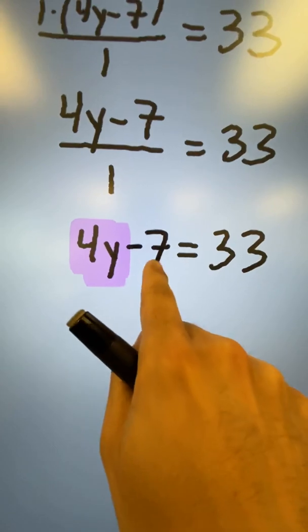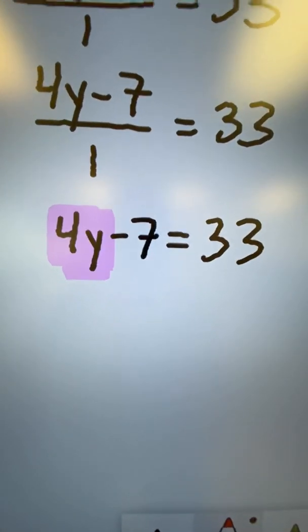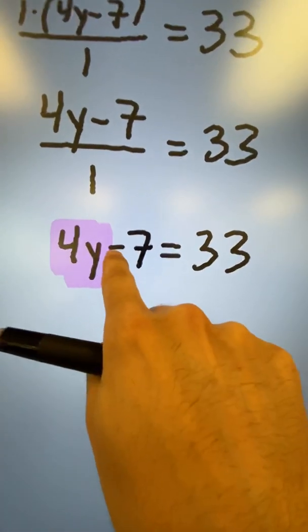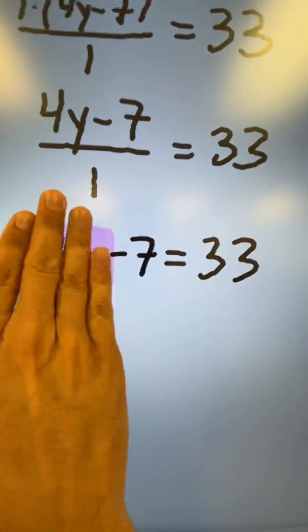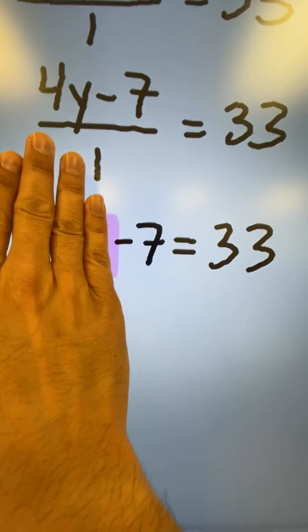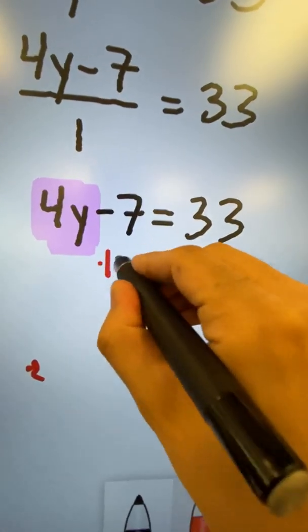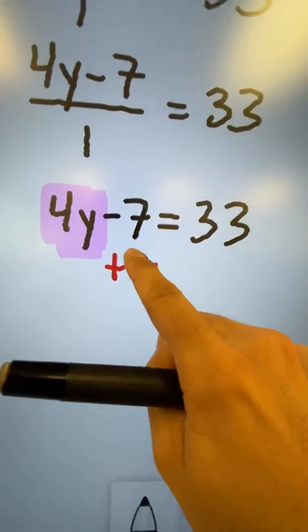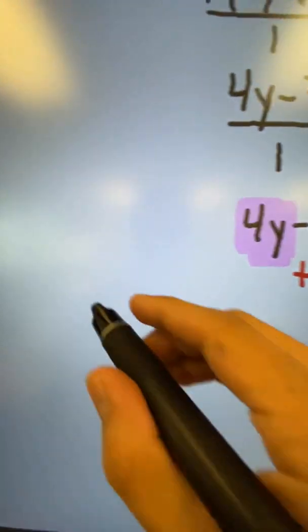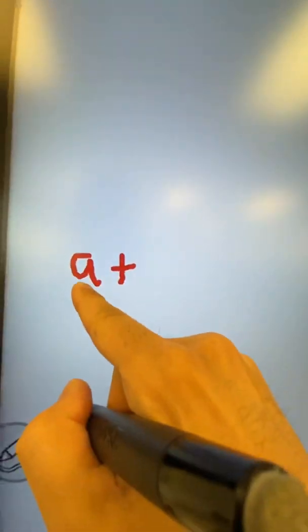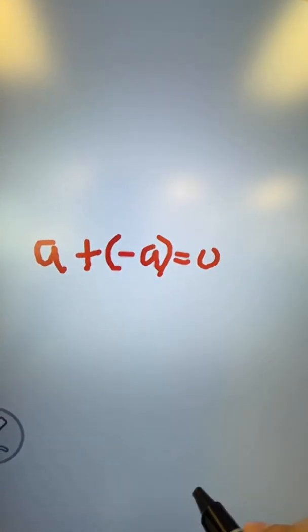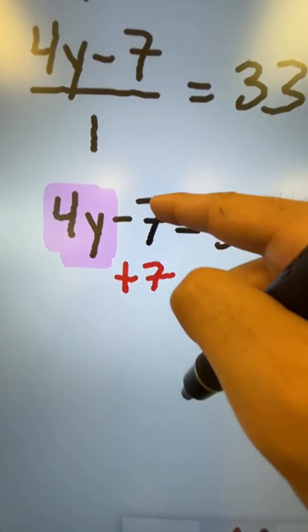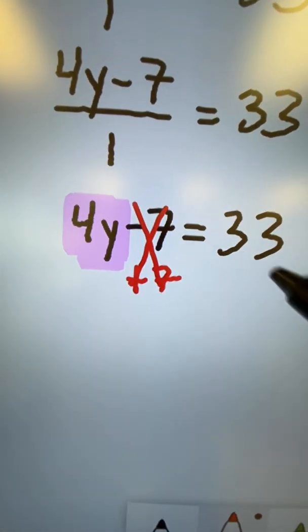I don't want the 7 here, so I'm going to get rid of it using the additive inverse. Remember, additive inverse means the opposite of what's happening here. This is minus 7, like a negative 7 if you ignore the 4y. The opposite is a positive, so I'm going to put plus 7. That's the additive inverse. As a side note, all that means is that if you have a number and you combine it with its opposite, it's going to give you 0. So when we combine these opposites, that's going to cancel out and we get 0.